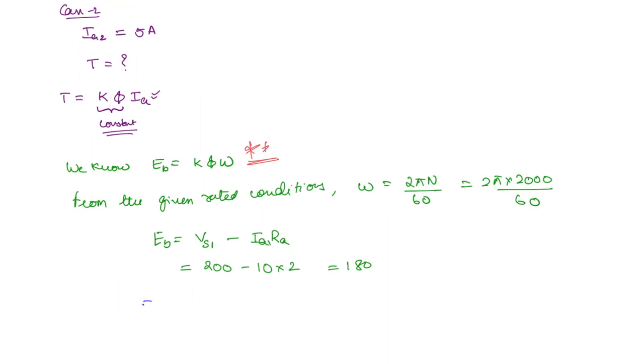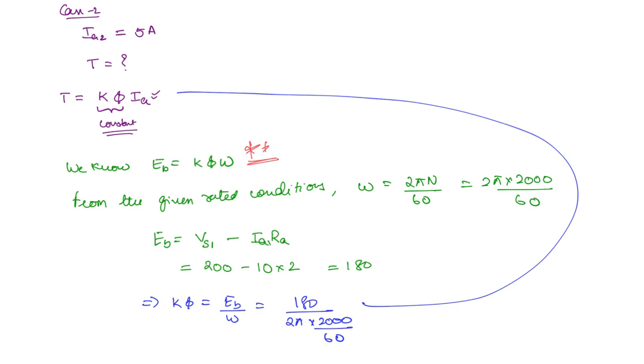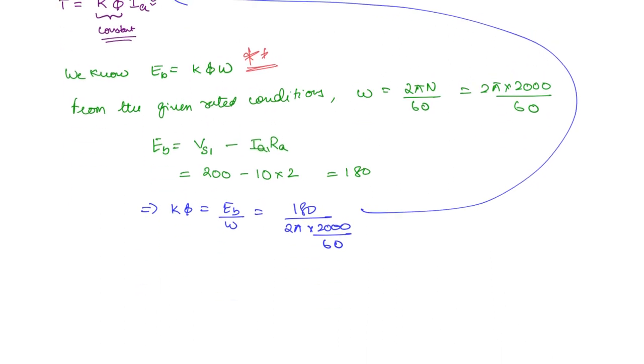So from here you're going to get K phi is equal to EB by omega, which is 180 divided by 2 pi into 2000 by 60. Now this you have to substitute here. So what are you going to get then? T is equal to 180 by 2 pi into 2000 divided by 60 into Ia is given as 5. At 5 amperes we want the torque. So this you're going to get 4.29 Newton meter. Torque unit is Newton meter.